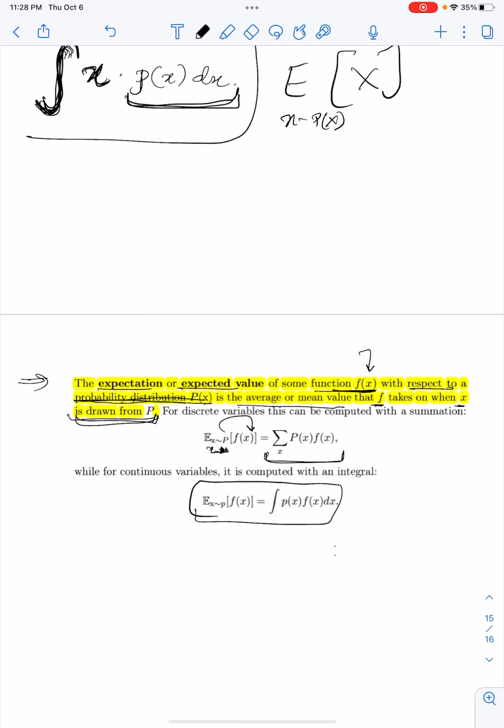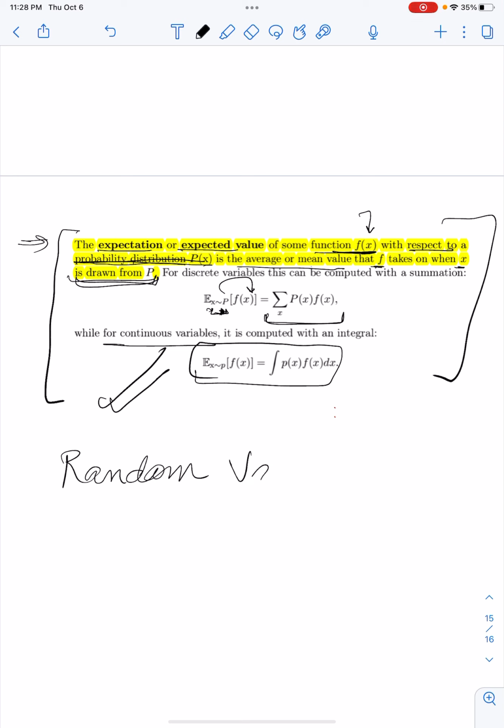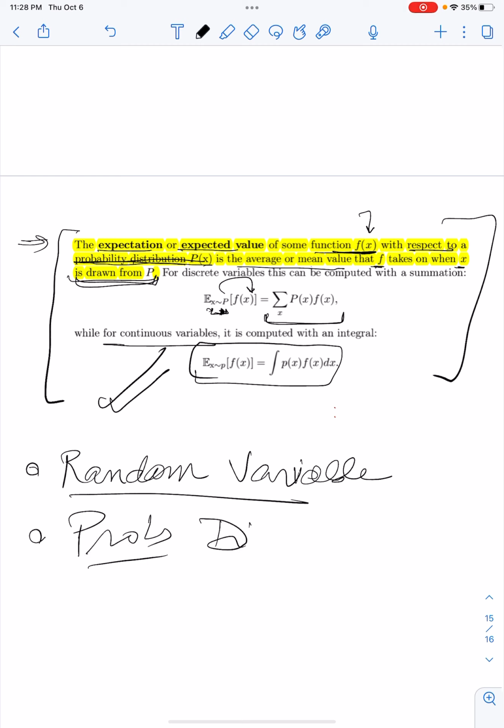And same thing for continuous random variables. I hope you got the idea of what the expectation of a random variable actually is. So we got to know that expectation is given by this definition, what a random variable is, and a very naive understanding of what we mean by a probability distribution.